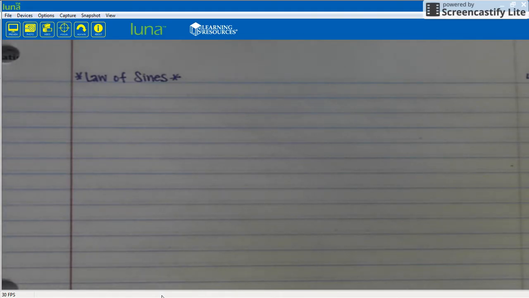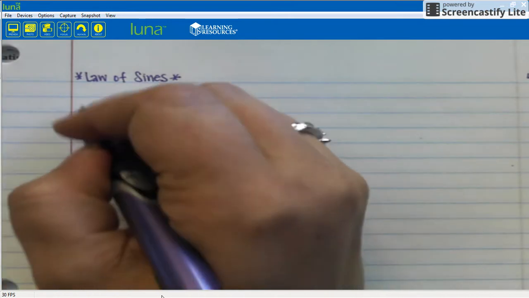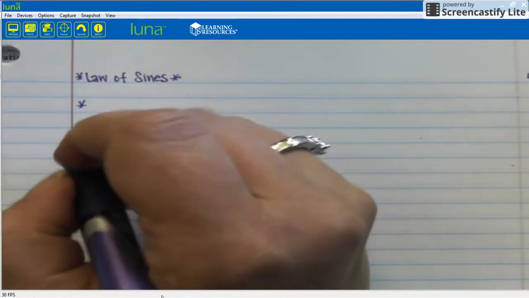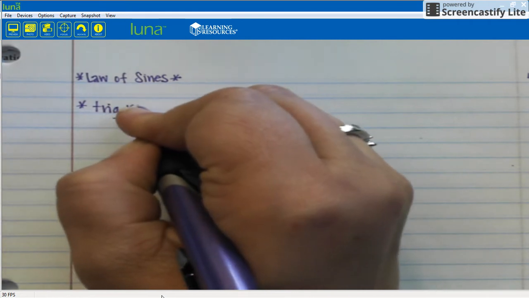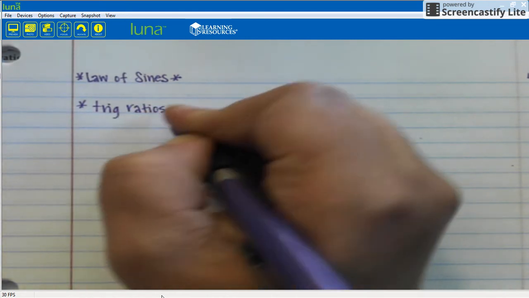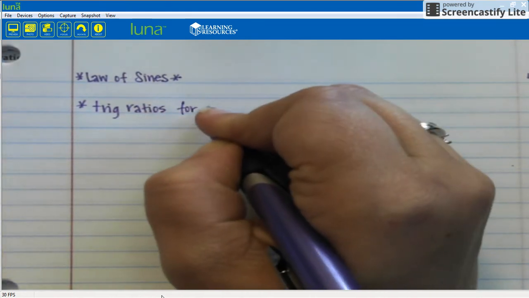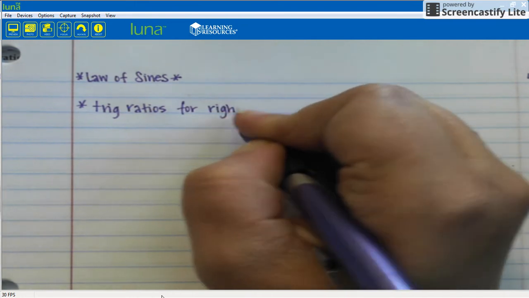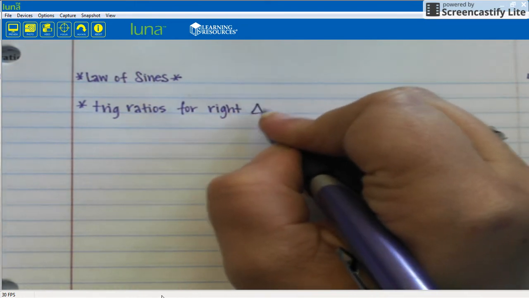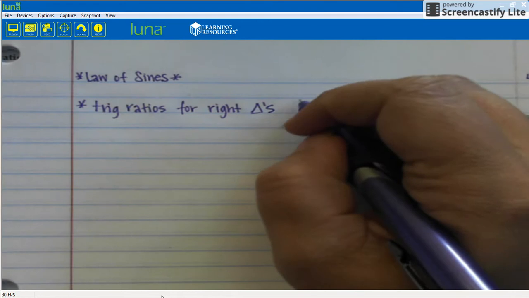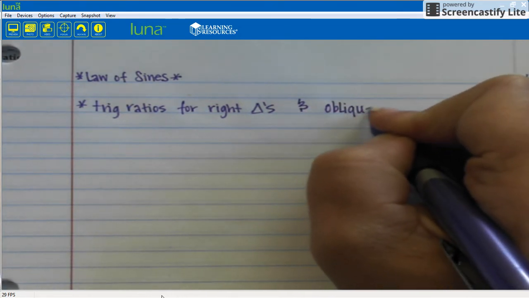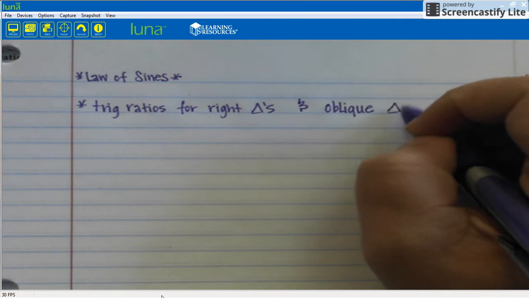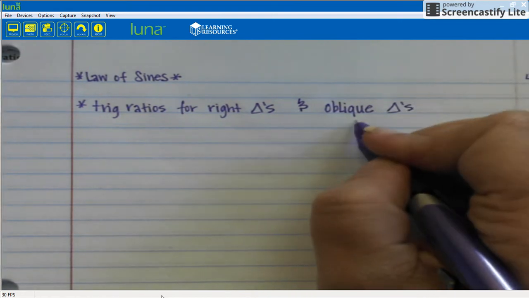Today we're going to look at the law of sines. Now, we've been talking about all of the trig ratios, and when you use your trig ratios, you use them for right triangles. But you can also use trigonometry to solve what we refer to as oblique triangles. And an oblique triangle is just simply a triangle that doesn't have a right angle.